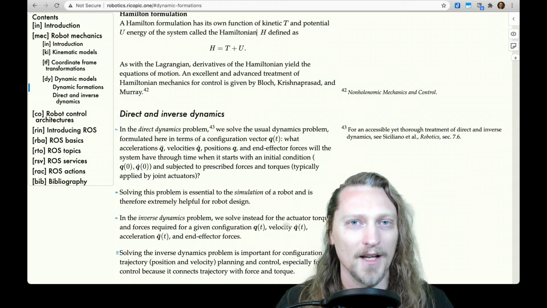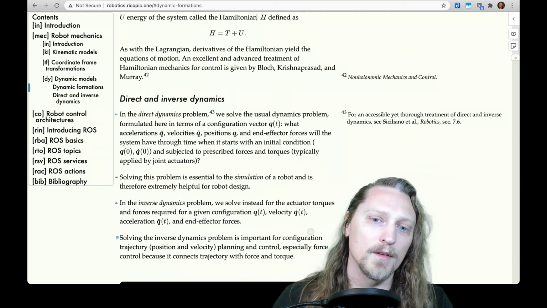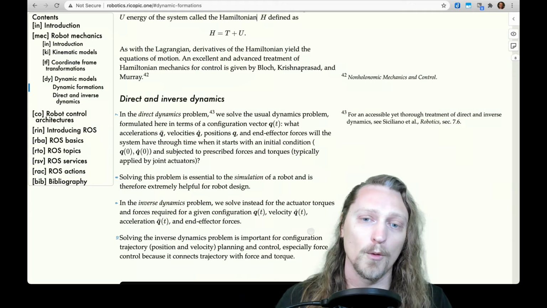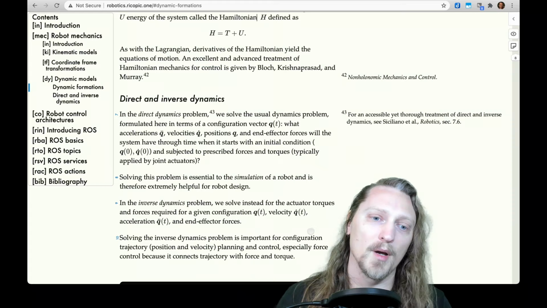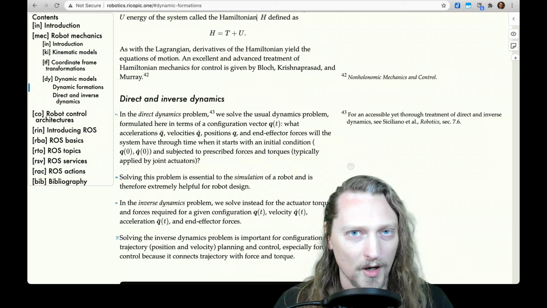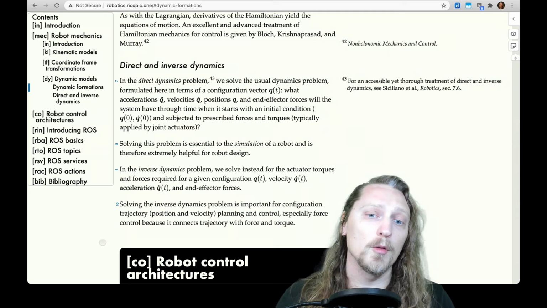In the direct dynamics problem, we solve the usual dynamics problem, formulated here in terms of a configuration vector q, a function of time. What accelerations, q double dot, velocities, q dot, positions, q, and end effector forces will the system have through time when it starts with an initial condition and is subjected to prescribed forces and torques, typically applied by joint actuators? So that's the direct dynamics problem. Solving this problem is essential to the simulation of a robot and is therefore extremely helpful for robot design.